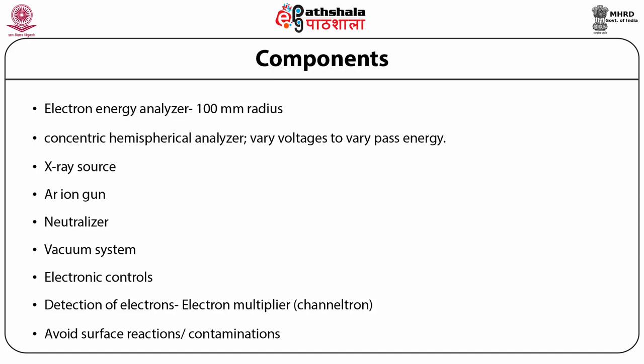The most important part in this first section is the electron energy analyzer, because this is the one which sends varying amounts of voltages to the target. So it varies from low energy to high energy, and gradually we can change this also.